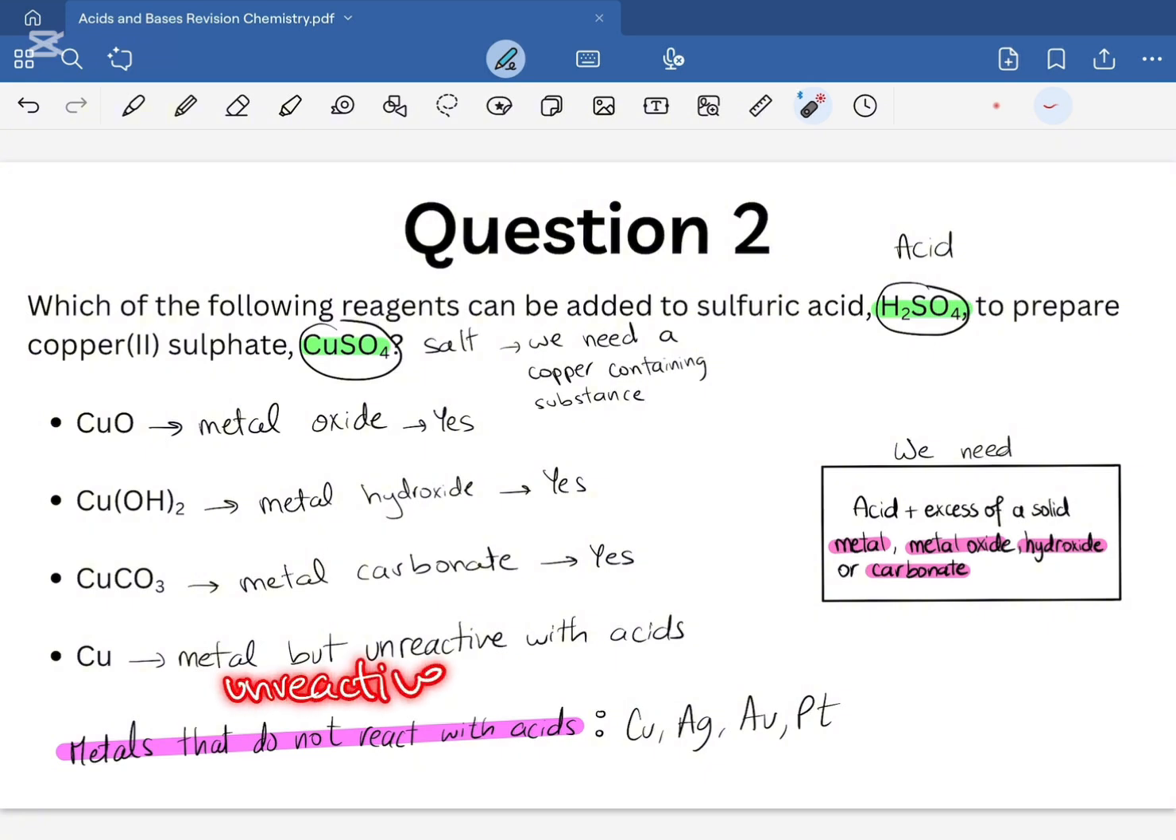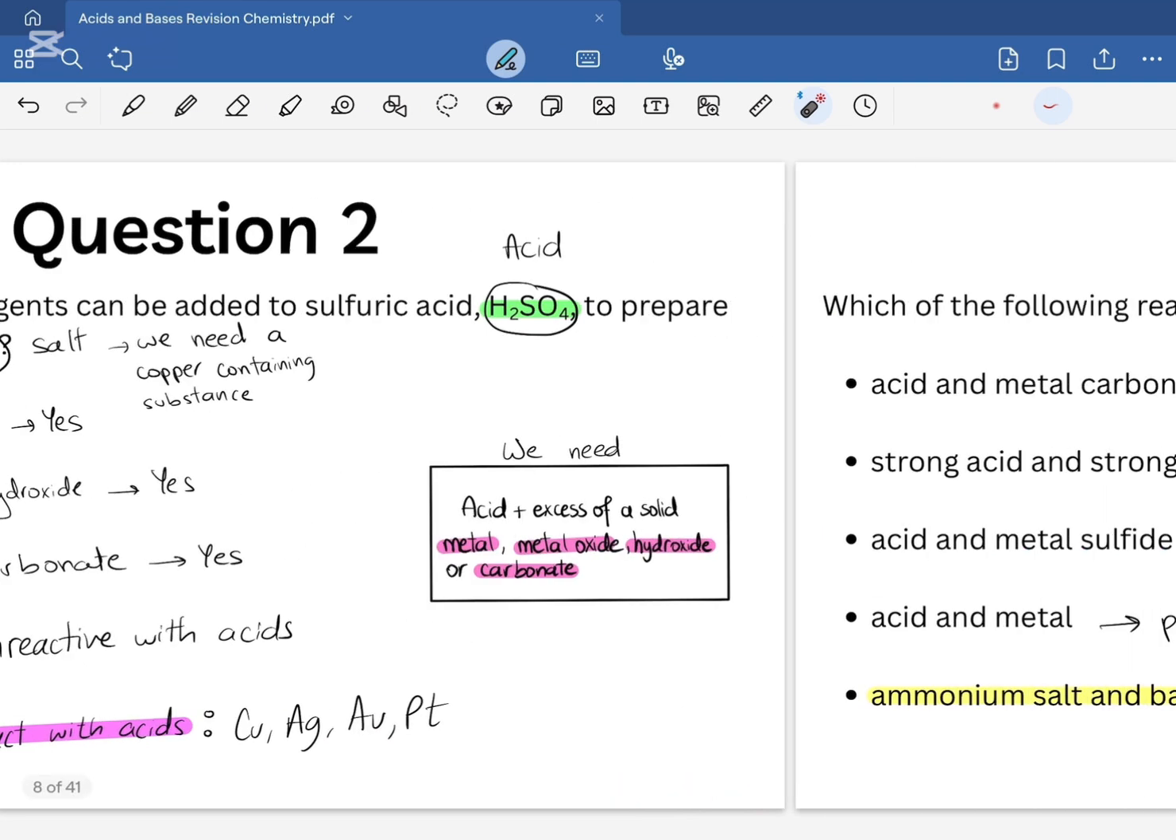It has low reactivity with acids, and we need to memorize the list of metals that do not react with acids. These metals include copper, silver, gold, and platinum. So these metals are unreactive with acid and we should be familiar with them.